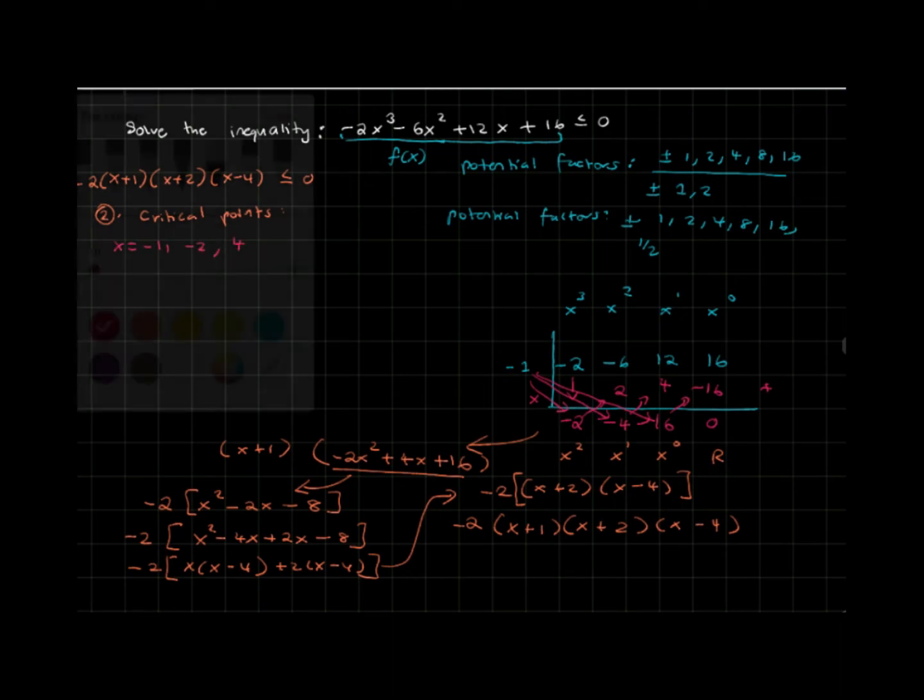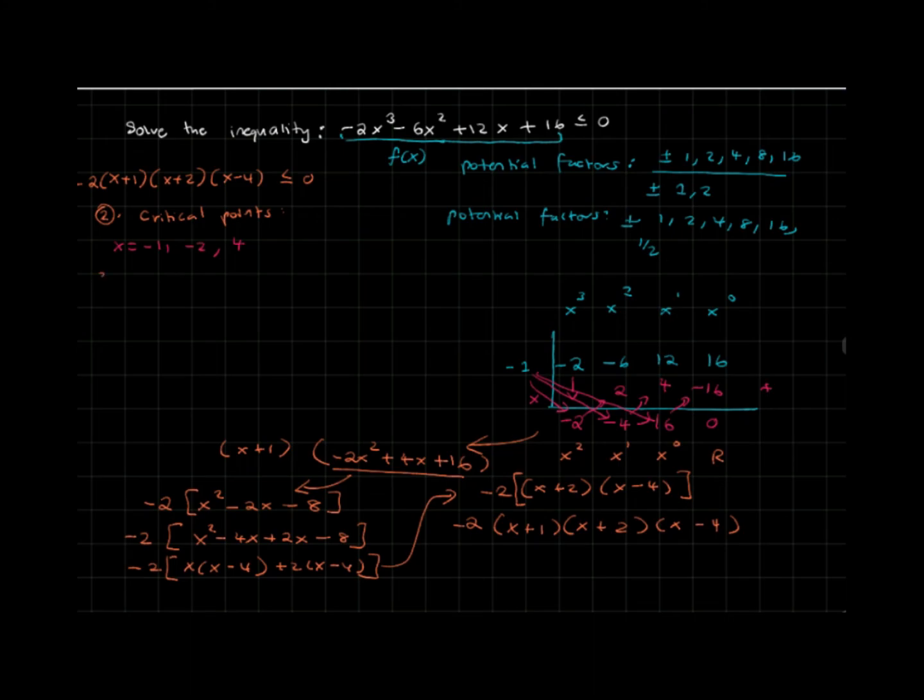After you find your critical points, what you want to do is design your number line to determine the intervals.